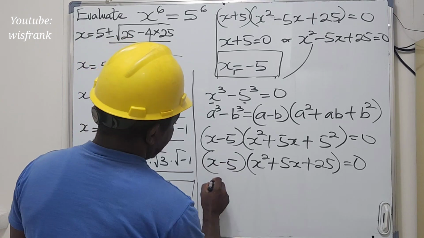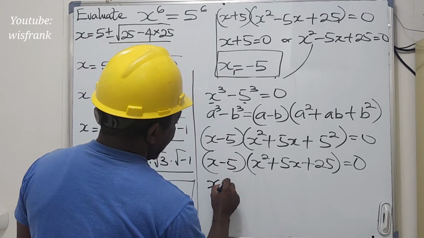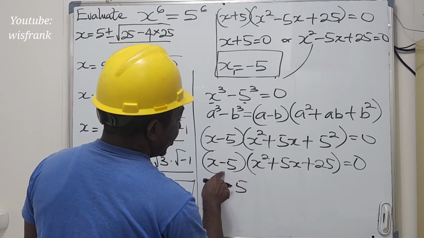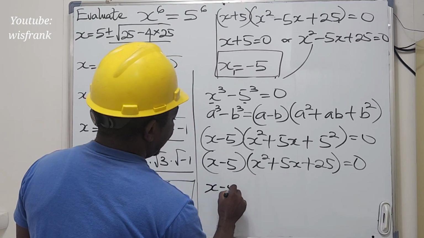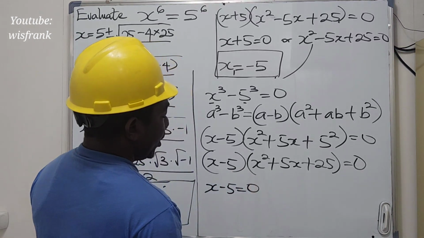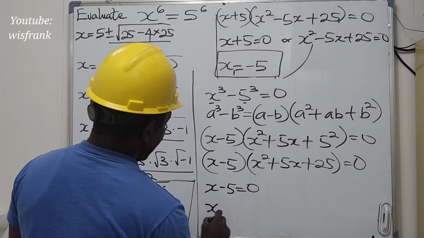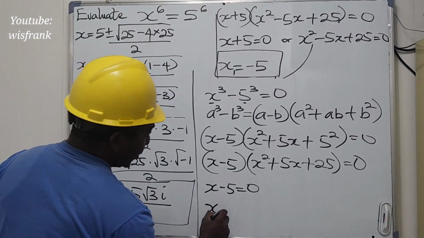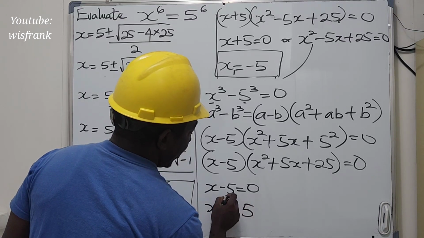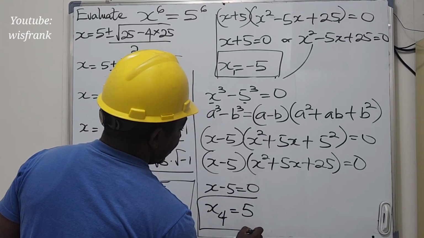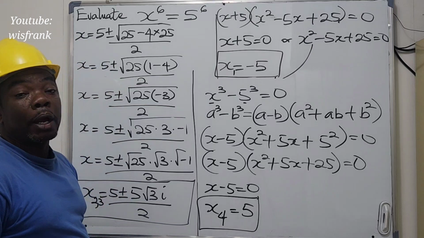Let's take the first one. Then we have x minus 5 equals 0. Therefore, x equals 5 when we transpose this, and this is our value of x4, which equals 5 when it transposes to the other side. So this is the value of x4 that we have.